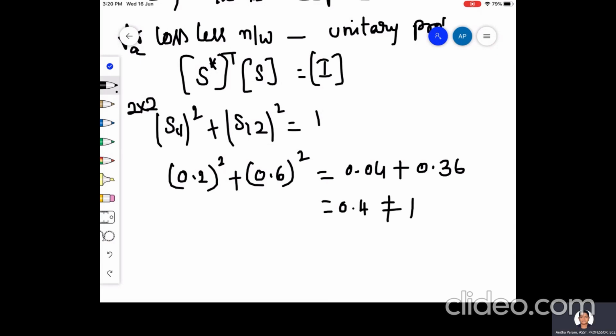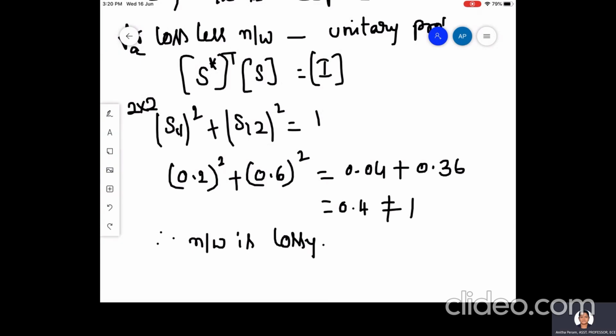As this is not equal to 1, you can say that therefore the network is lossy. So we have proved that. In the same manner, you can find out for n number of networks whether the given network is lossless or lossy.